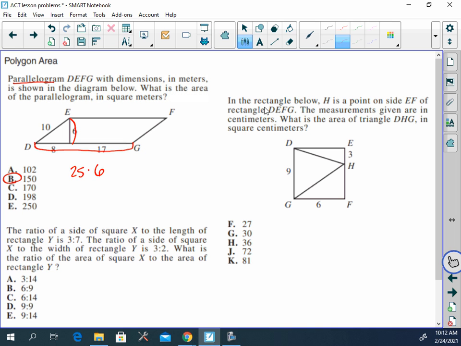Okay, the next one's a rectangle. So it might kind of look like a square, but it's not. Not everything's drawn to scale. This is 9, this is 6, so it's a rectangle. So it says H is a point on this side, so it actually hits over here of the rectangle. The measures given are in centimeters. What is the area of triangle DHG? So we're going from D to H to G. So we're trying to find the area of this piece here.